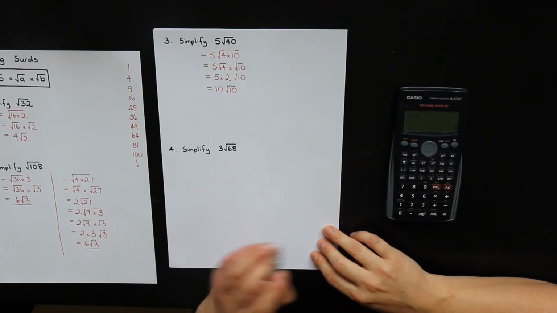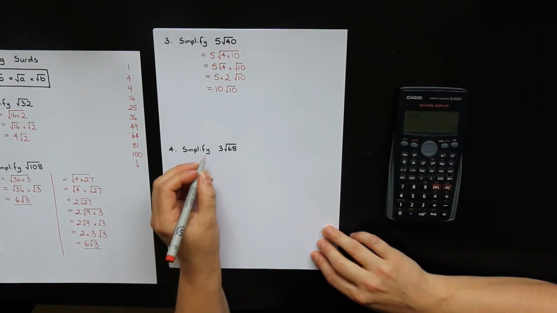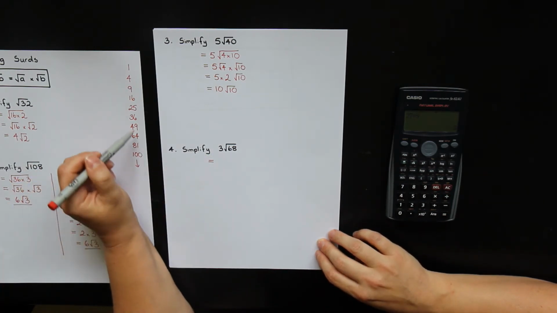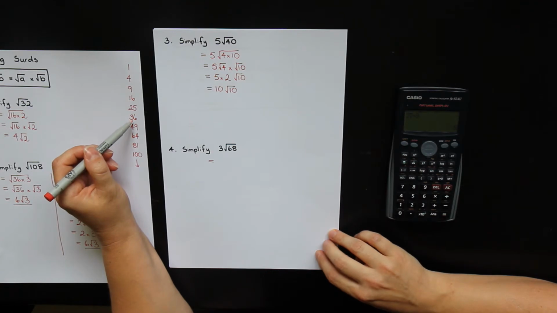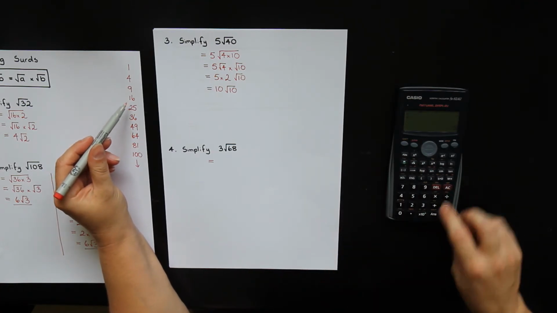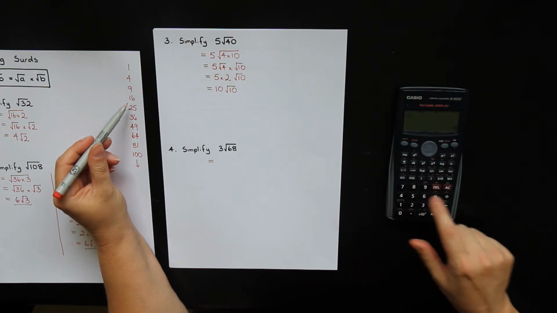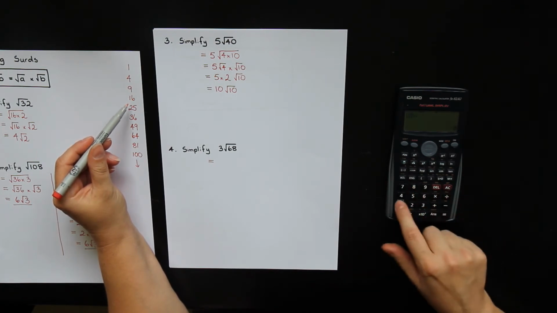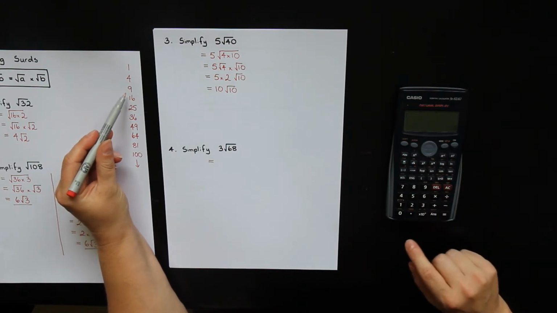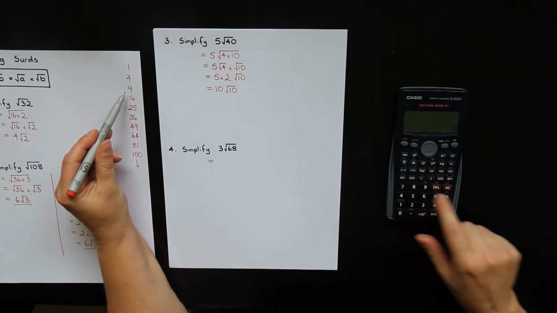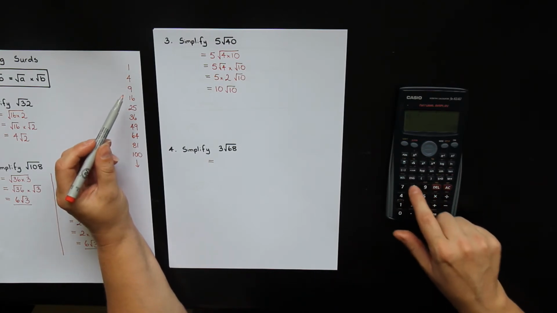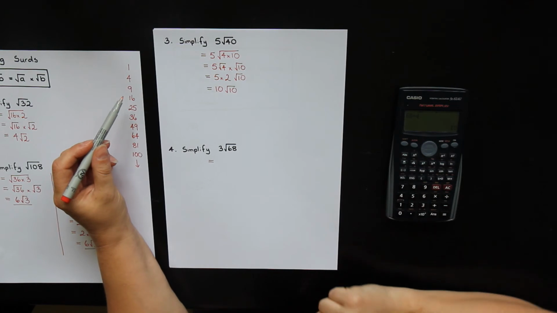Let's try our 68 down here. 3 square root 68. Let's have a look through our numbers. Okay, 36 is not going to work. 25 is not going to work. 16, is that going to work? 68 divided by 16. Nope, that doesn't work. What about 9, 68 divided by 9. Nope. 68 divided by 4.